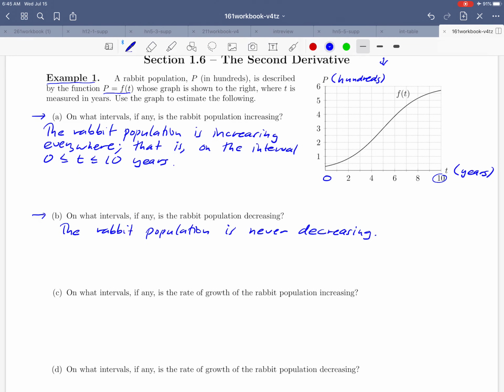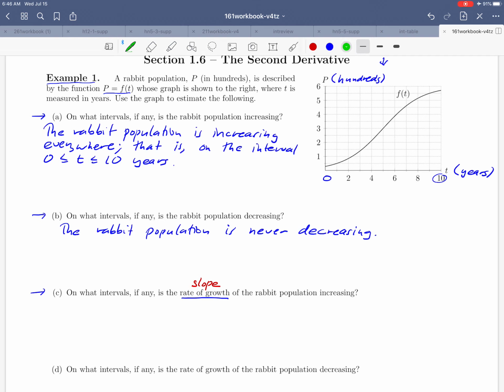Then we come to C and D, and they ask questions that are a little more challenging to think about. Let's look at C. Now they're asking on what time intervals, if any, is the rate of growth of the rabbit population increasing. They're not asking about the population directly, they're asking about its rate of growth. How do we look at the graph and determine where the rate of growth is increasing? Remember that the rate of growth is about the slope. So it's graphically asking, where is the slope of this graph increasing?